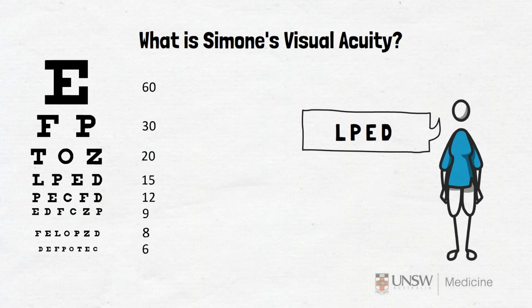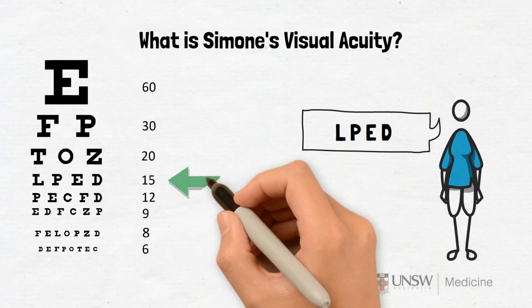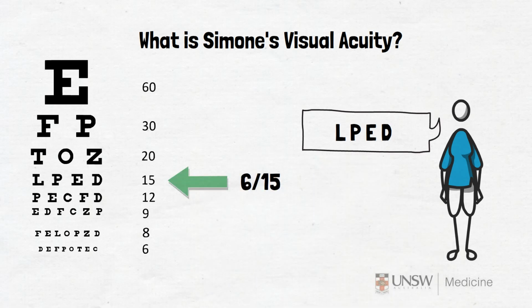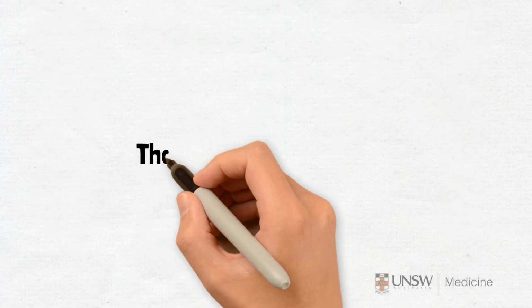The visual acuity of Simone's left eye is 6/15. You now know the basics to testing visual acuity.